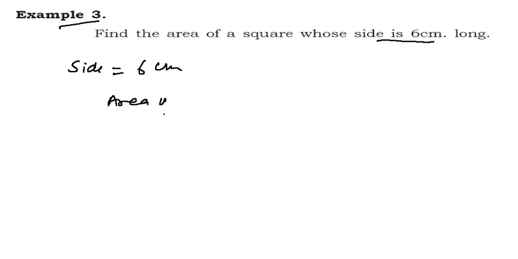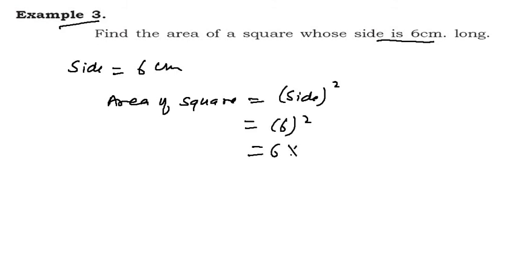So area of square will be equal to side square. Side is given as 6, so that is 6 square, so 6 into 6, that is 36 centimeter square, or you can say square centimeter, and that is your answer.